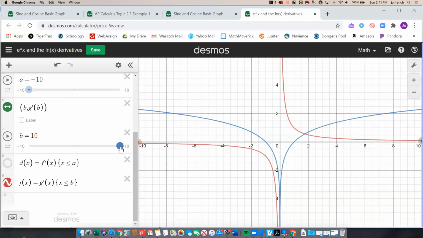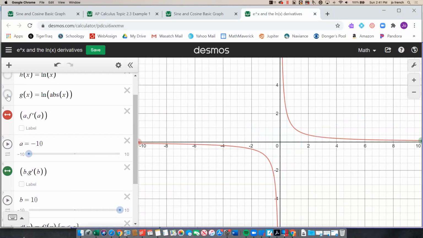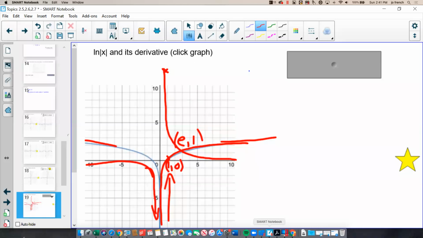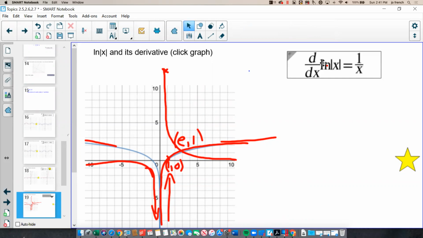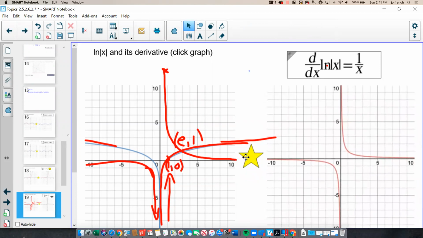If we look at just the graph of the derivative, not the original, we see this hyperbola type of graph, which hopefully also looks familiar to you. This is the graph of 1 over x. Our derivative graph for the natural log of x is 1 over x, or x to the negative 1.